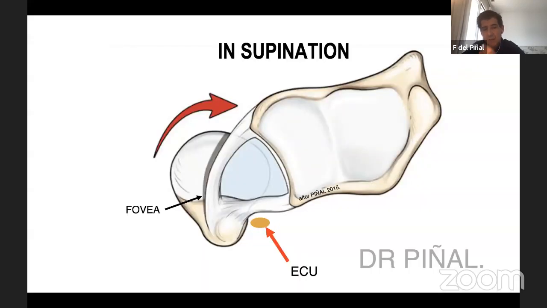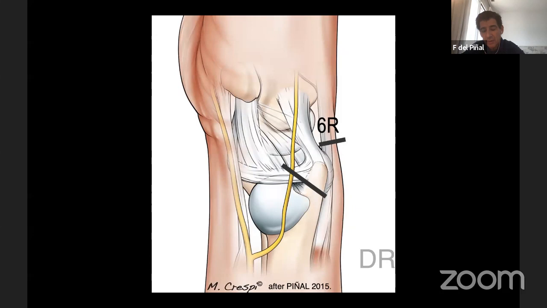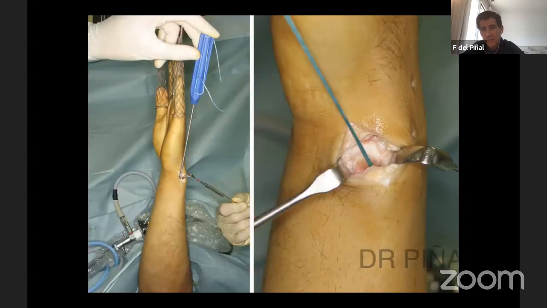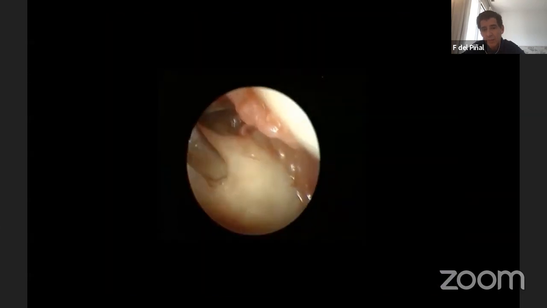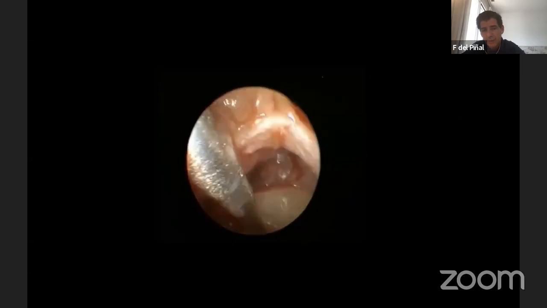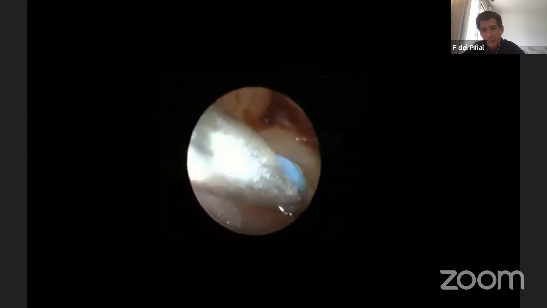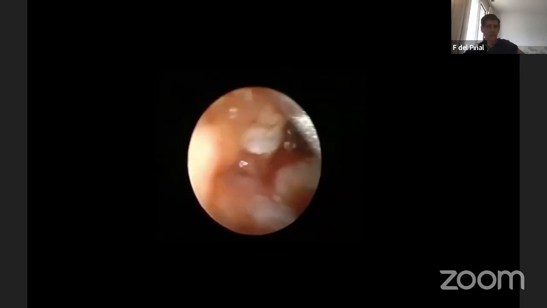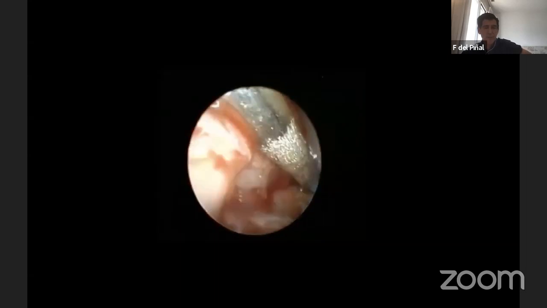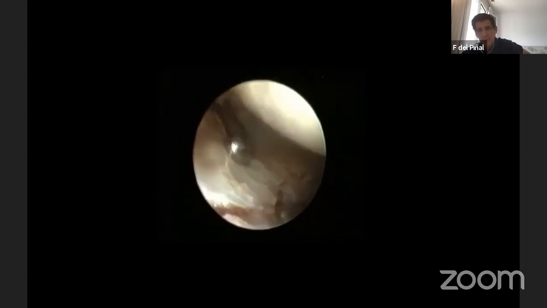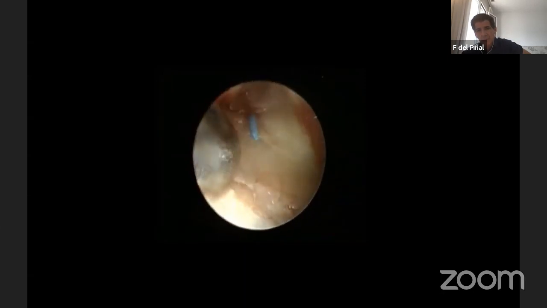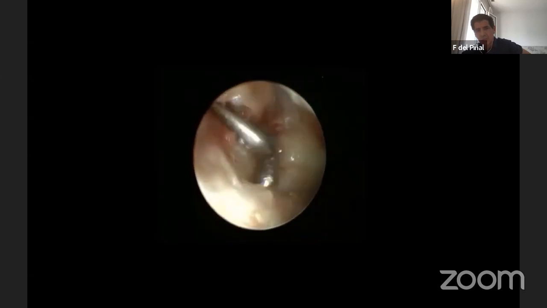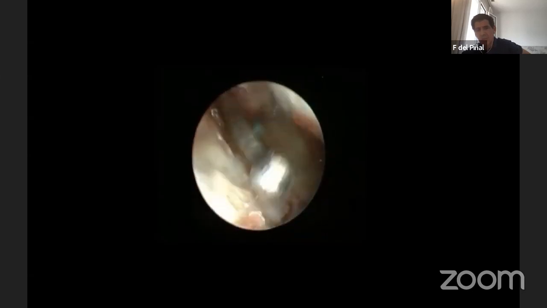So for this case, what we did is through a mini approach on the fovea, you put the hand in supination, you can do a mini approach and you just get there into the fovea. You have to take care of the dorsal branch of the ulnar nerve. Then we put a bone anchor and use the needle to put a stitch inside the joint and reattach the TFC into the fovea. This is after the reattachment, and at the moment we are tightening the knot, you see that there is no more instability of the TFC.